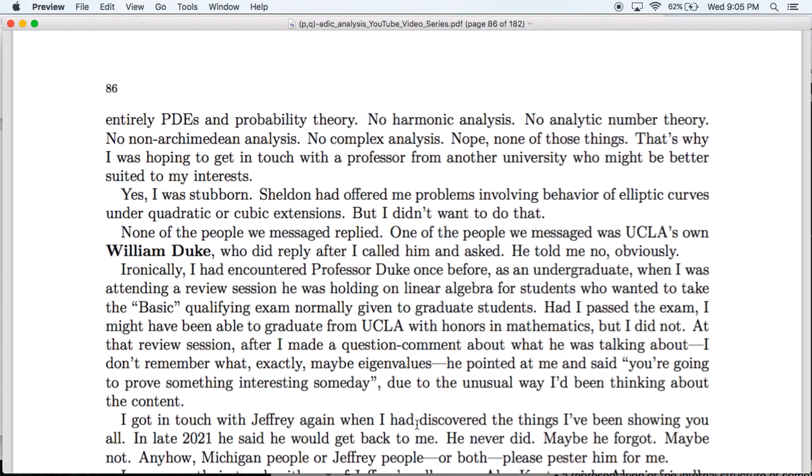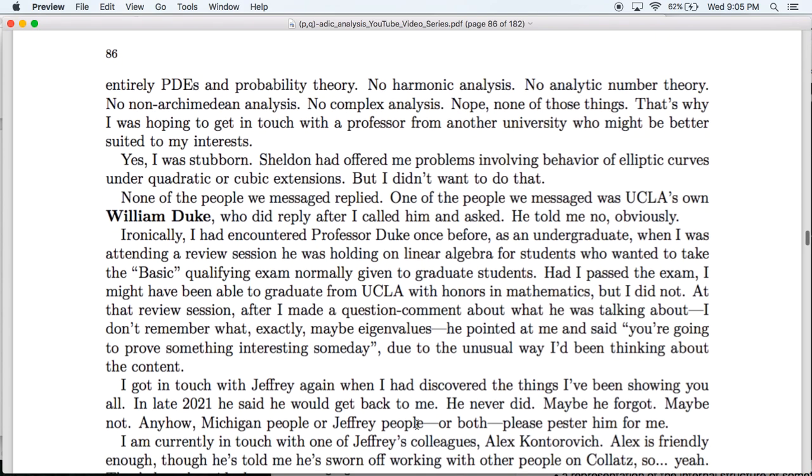Anyhow, at this review session, after I made a comment about what he was talking about, I don't remember what it was exactly, maybe something to do with eigenvalues, he pointed at me and said, "You're going to prove something interesting someday," due to the unusual way I'd been thinking about the content. I'd like to think that I fulfilled his prophecy.